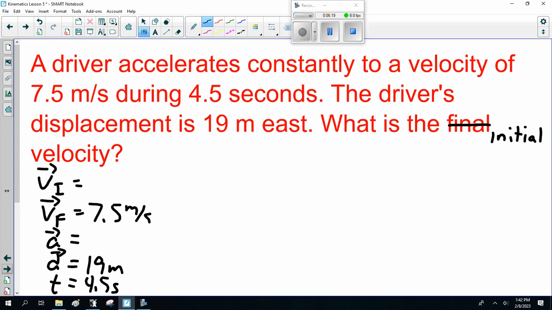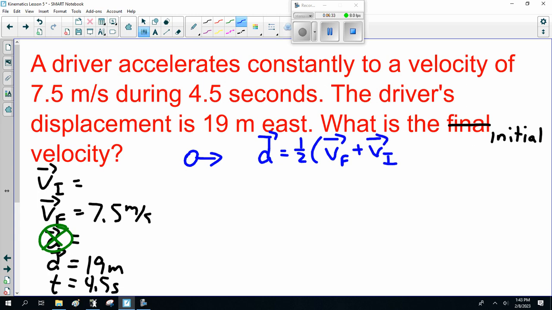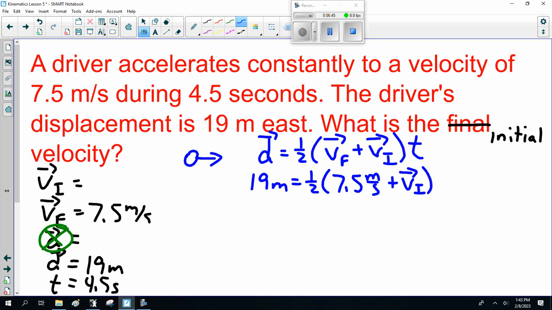We do not have, nor do we need, acceleration. We need velocity, the initial. So there's the object, it's going east. Displacement is 1/2 (v final plus v initial) times t. So 19 meters equals 1/2 of 7.5 meters a second plus v initial, times time, which is 4.5 seconds.